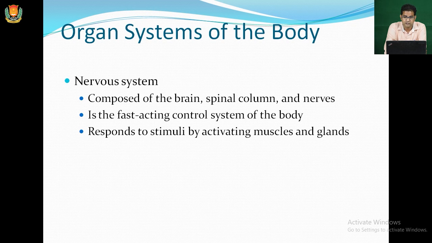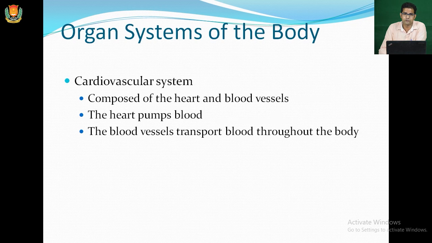Secondly, it also responds to stimuli by activating muscles and glands. So muscles and glands all receive signals from the brain, and from the brain or spinal cord originate neurons, which participate in providing the particular signals.